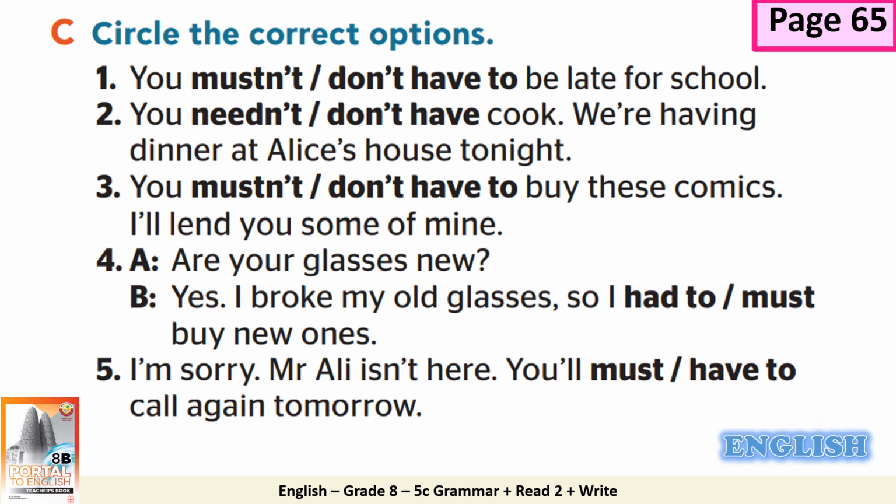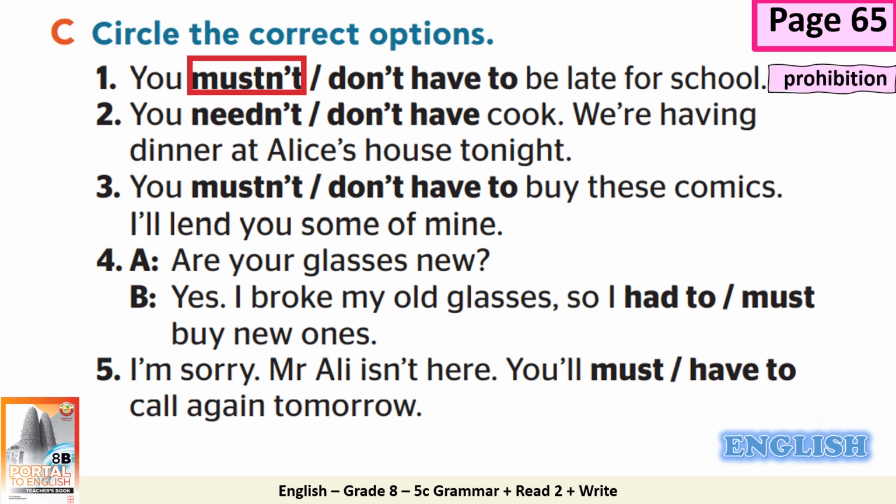Now, have you completed the exercise? Let's do this. Number 1, you be late for school. What's the correct answer? You mustn't be late to school. Mustn't is used for prohibition.